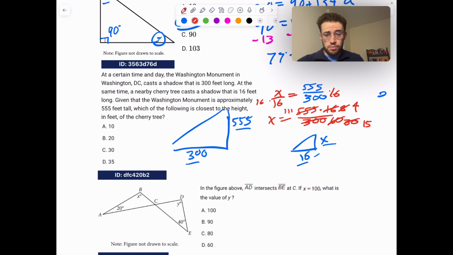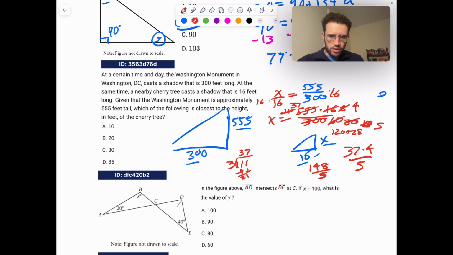111 has a multiple of 3. So we can see 111 divided by 3 is 37. So if you divide this by 3, you get 37. Divide this by 3, you get 5. So we have 37 times 4 over 5. Now, let's see, 37 times 4, 120 is 30 times 4, plus 7 times 4 is 28. So 120 plus 28 gives us 148. And if you divide that by 5, 5 goes into 120 times, and it goes into 45 9 times. So it'd be something a little bit above 29, which the closest to that is 30.